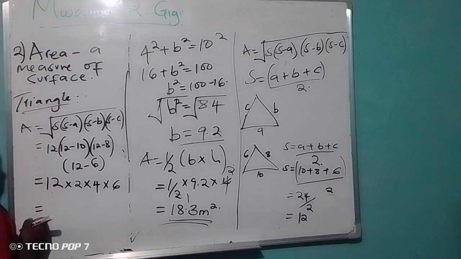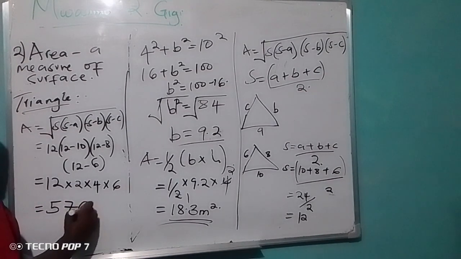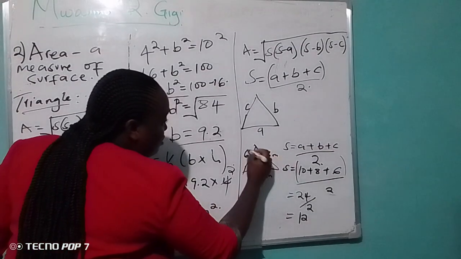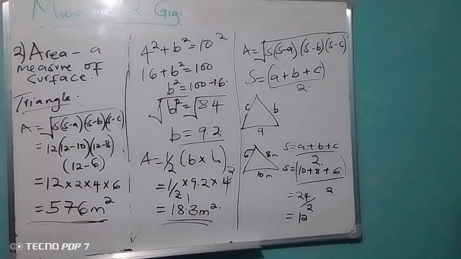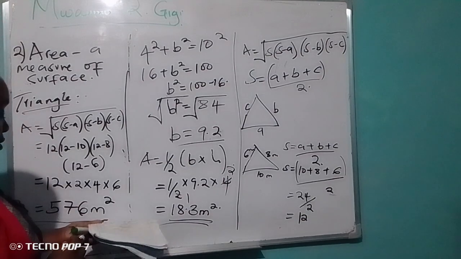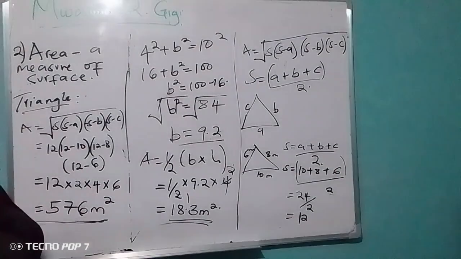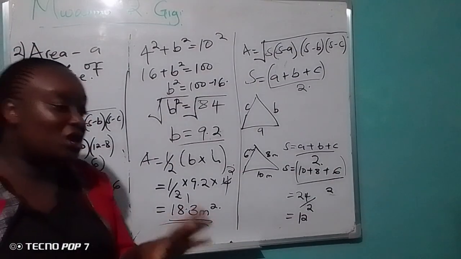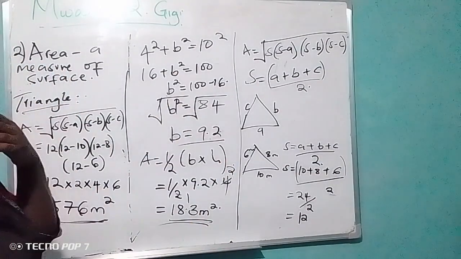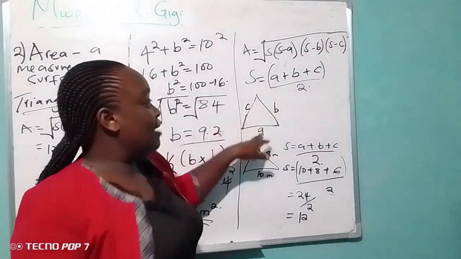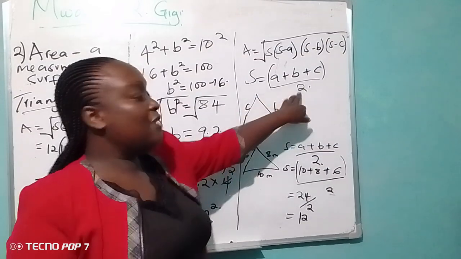Hiyo hesabu ilikuwa rahisi hivi. 576 meters squared. Let's assume tulikuwa tunafanya in meters squared. So the first thing you'll do, if you want to get the area of a triangle which is not a right angled triangle, you will have to find S, which is A plus B plus C divided by 2.